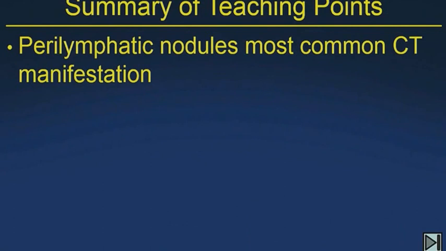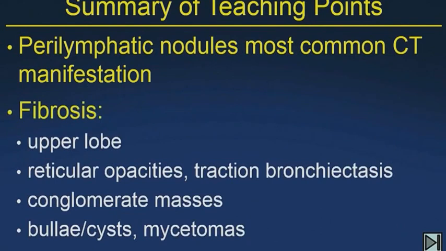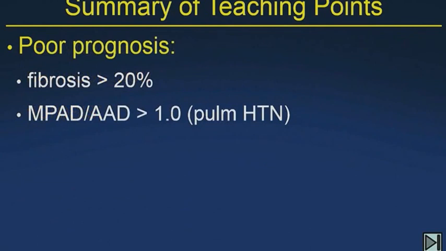Okay, so let's sum up. Perilymphatic nodules are the most common CT manifestation by far of sarcoidosis. Fibrosis, when it occurs, is typically upper lobe in distribution, characterized by reticular opacities, traction bronchiectasis, occasionally honeycombing. You may see conglomerate masses which simulate those seen in the pneumoconioses. These patients may also develop large bullae or cysts in the upper lobe, and when they do, you have to be attuned to the fact that they may develop mycetomas within them, because that can be a very important cause of morbidity and mortality.